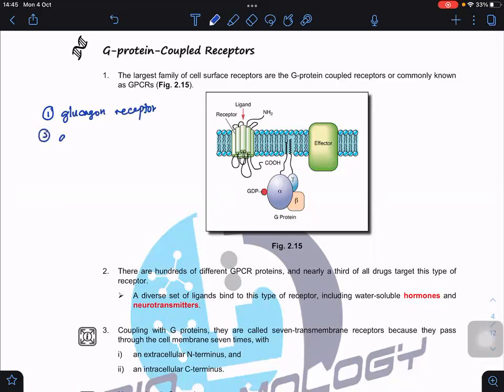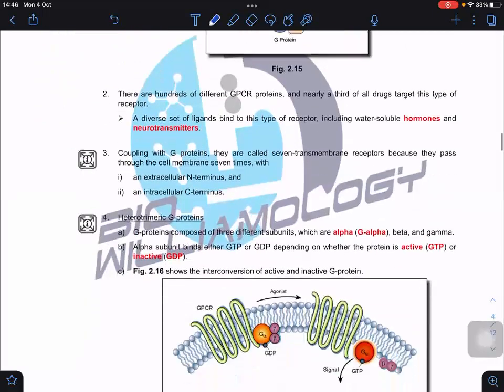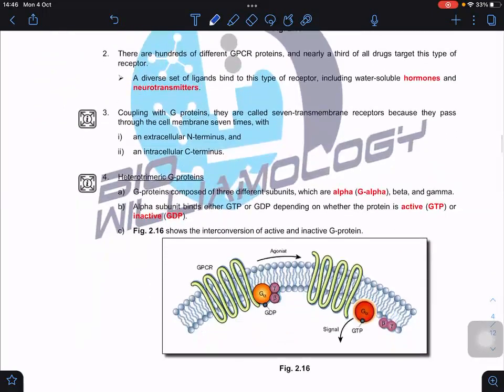Number 2, adrenaline receptor. Number 3, ADH receptor. They all fall into this GPCR. There are hundreds of different kinds of GPCR, and nearly a third of all drugs target these types of receptor. Are you clear?